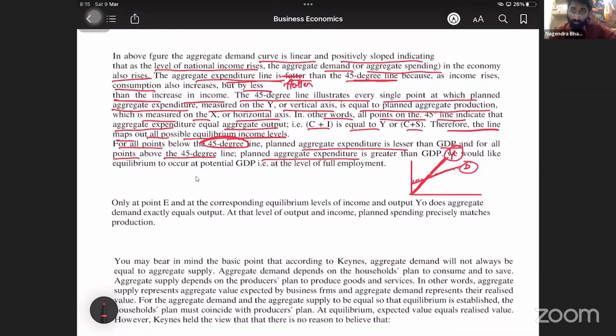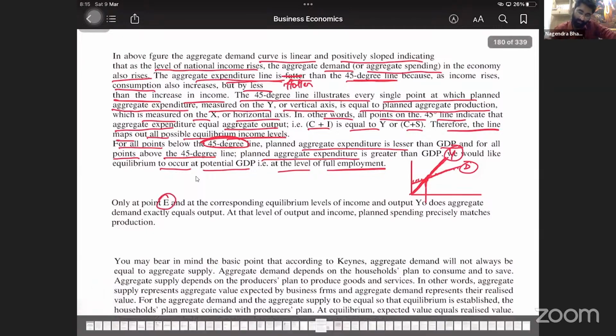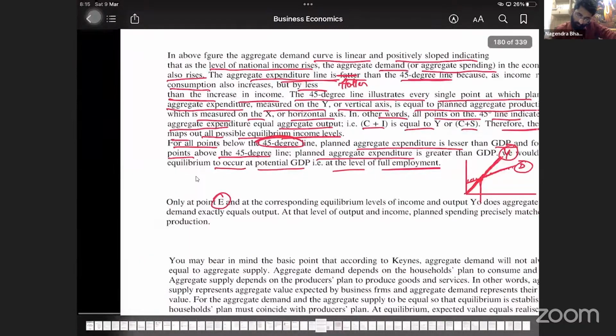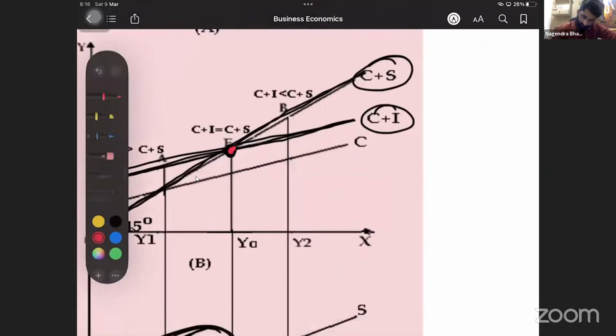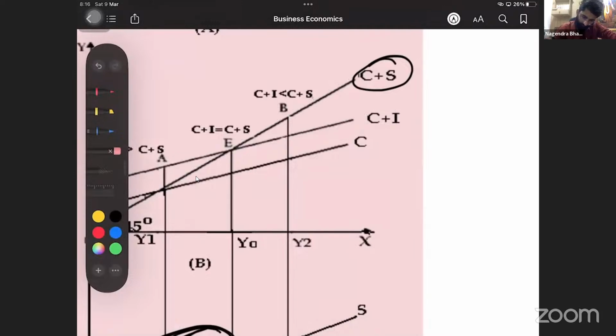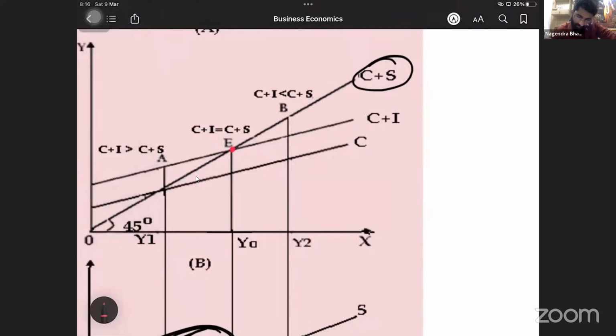We would like equilibrium to occur at potential GDP, in a sense at the level of full employment. So where does it happen? Somewhere here. This is the equilibrium point, only at point E. Yes, at point E, there is equilibrium. Why? Because actual expenditure is equal to actual income. At this point, there is equilibrium.